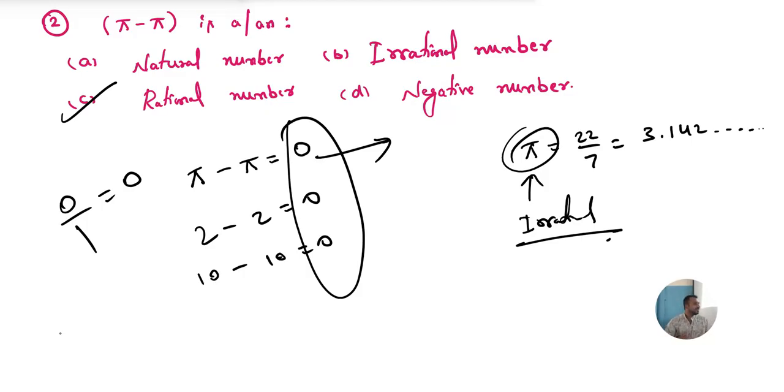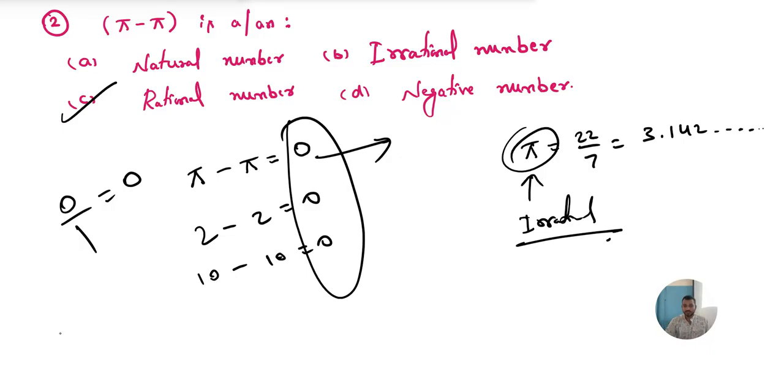Clear? Understood? Whenever there is a chance, if both are the same numbers, then you can directly subtract them. Directly we can subtract them, and on the basis of the final answer we get, we have to select which is the best option.